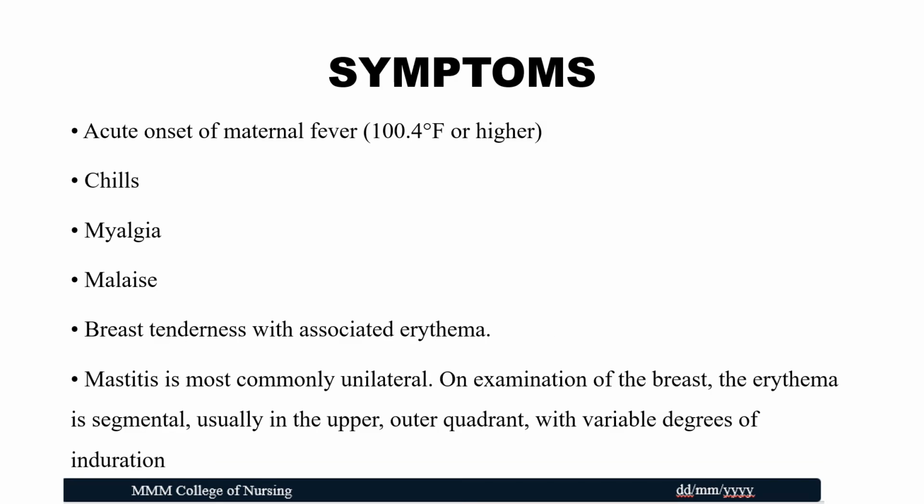What are the symptoms? Because it is an infection, the mother will have fever, 100.4 degrees Fahrenheit or higher, and chills, myalgia, malaise, breast tenderness associated with erythema. Mastitis is most commonly unilateral. On examination of the breast, the erythema is segmental, usually in the upper outer quadrant with variable degrees of induration.